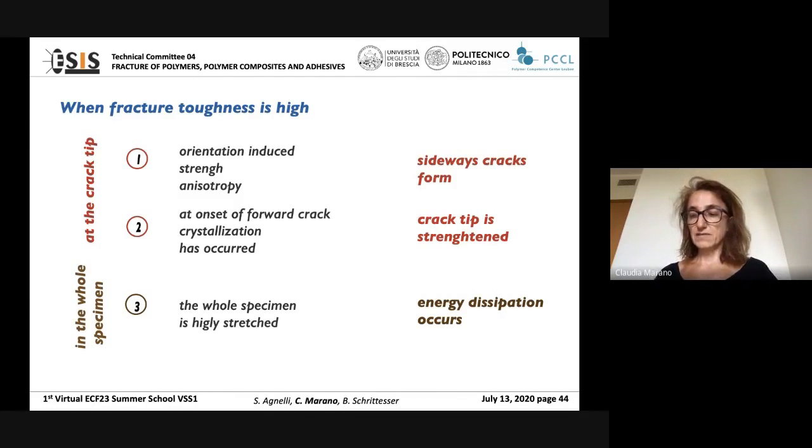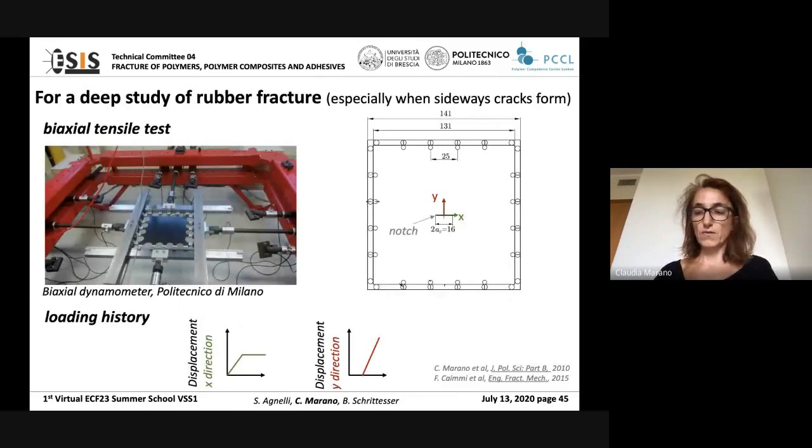If you are interested in the study of orientation induced sideways cracks formation, you can perform a biaxial tensile test using a centered notched specimen like the squared one here reported, and you can evaluate how the orientation induced by a preliminary pre-stretch in the X direction, parallel to the notch plane, affects the final material toughness measured when successively loading the material in the Y direction.